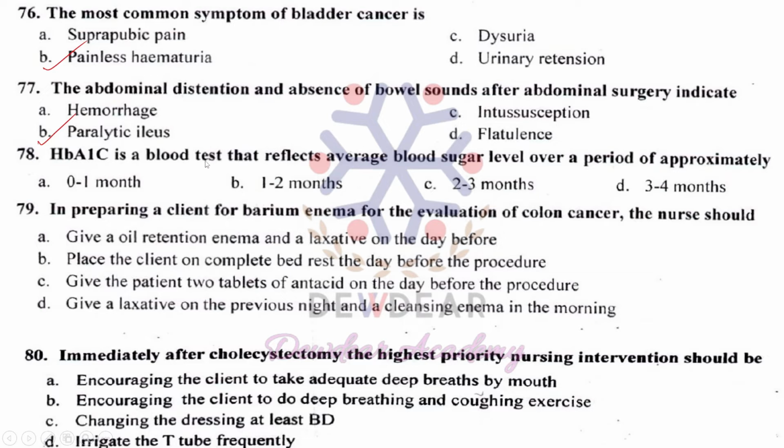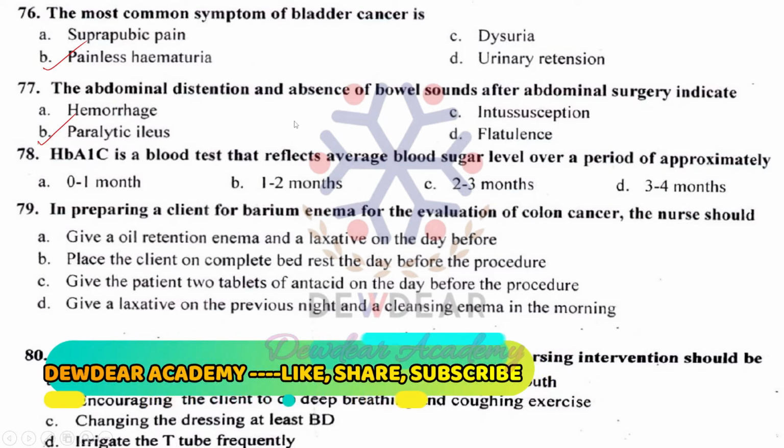Then question number 78: HbA1c is a blood test that reflects average blood sugar level over a period of approximately. Options are 0 to 1 month, 1 to 2 months, 2 to 3 months, 3 to 4 months. It is mainly over approximately 90 days, or 2 to 3 months. Option C is the correct answer, that is 2 to 3 months.